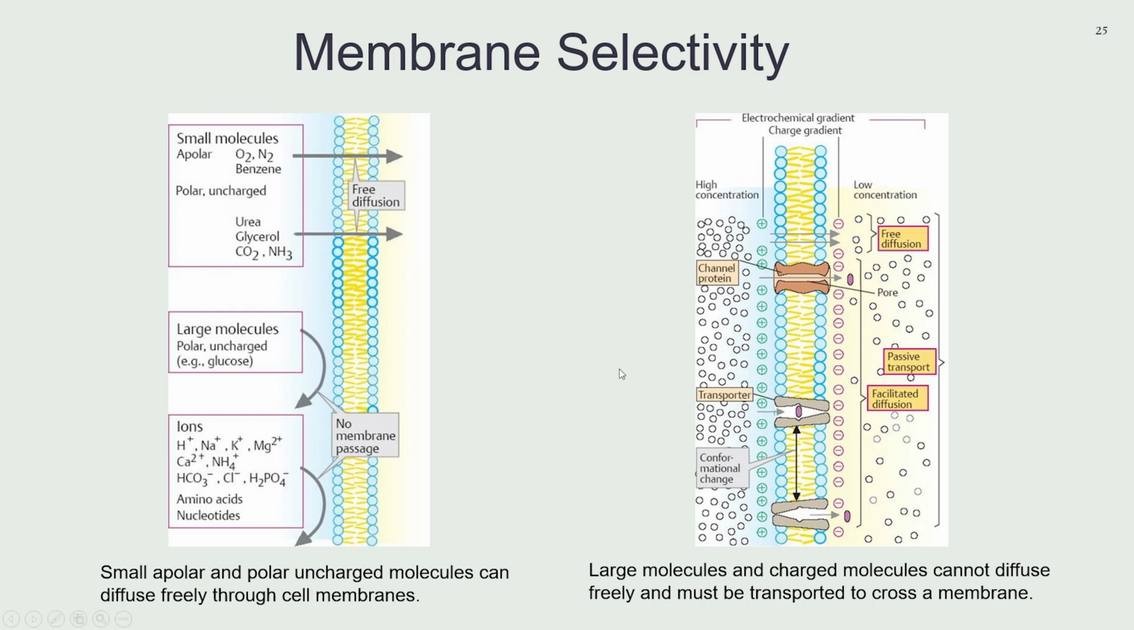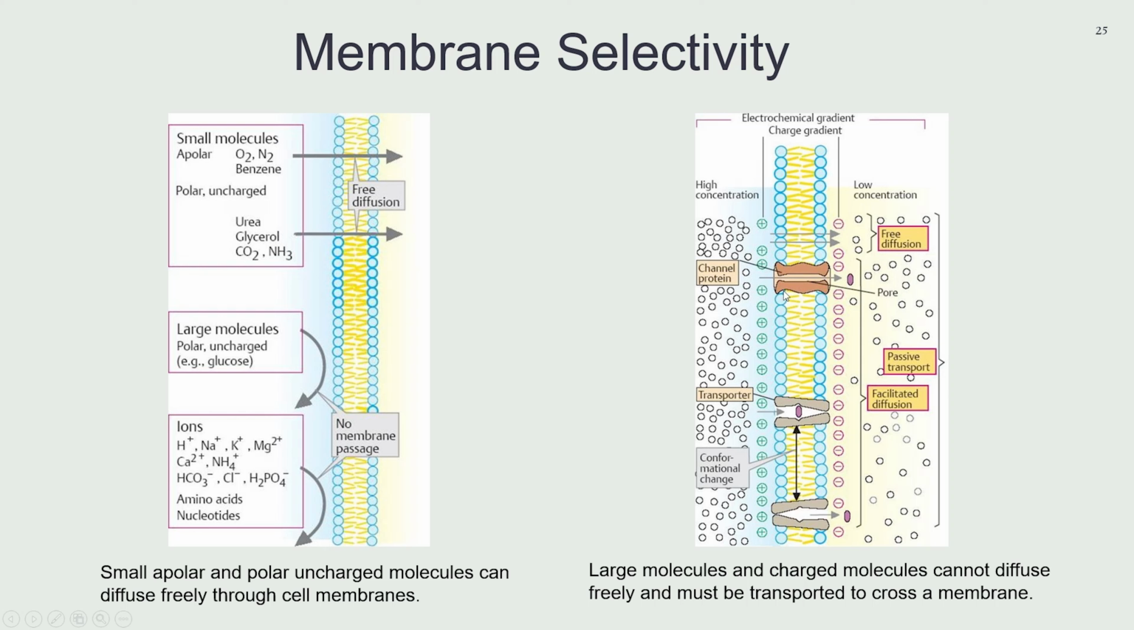There we have more examples. Here on top, we have small molecules like oxygen, benzene, nitrogen. Some substances that don't have charge, like urea, glycerol, carbon dioxide, ammonia, they freely diffuse. Now, large molecules like glucose or these ions, cations or anions, amino acids, nucleotides, they can't pass unless there is a transporter. On the right side, we have examples of it.